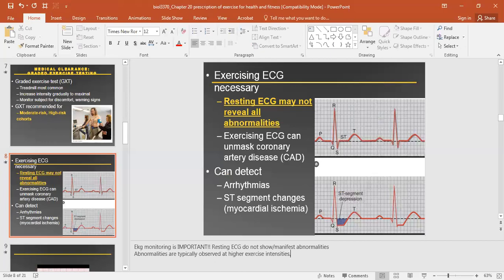So we can do graded exercise testing, usually submaximal if we're concerned in any way, which can allow us to observe abnormalities that we may not see at rest.